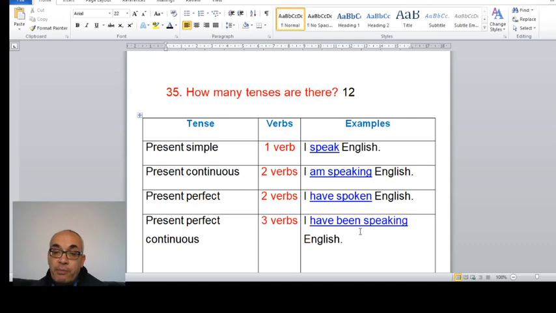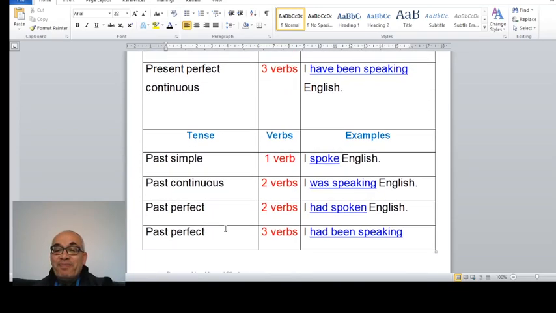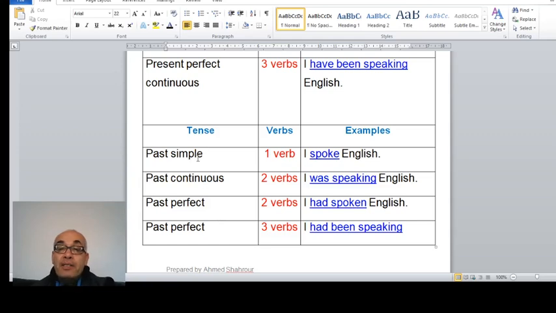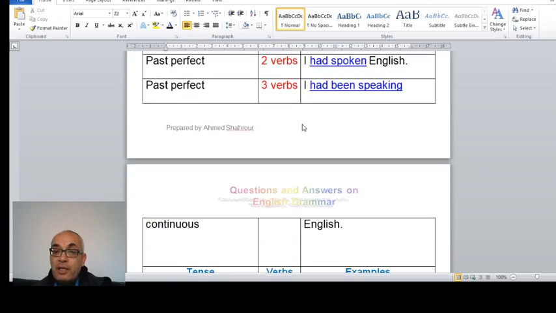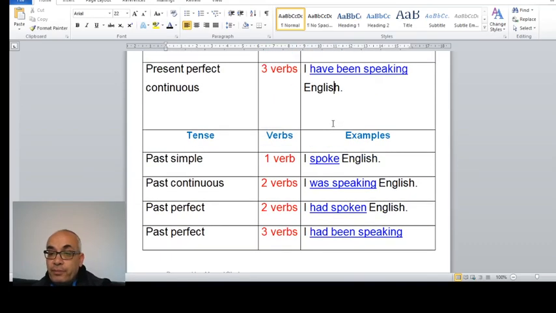But we need an explanation on each one of them. I already explained present simple on YouTube and present perfect and future and past simple. But you need more explanation on the other tenses, I think, if I have time. Okay. Now, past simple is one verb. Past continuous, two verbs. As you can see, was speaking. Past perfect, two verbs. Past perfect continuous, it is three verbs.